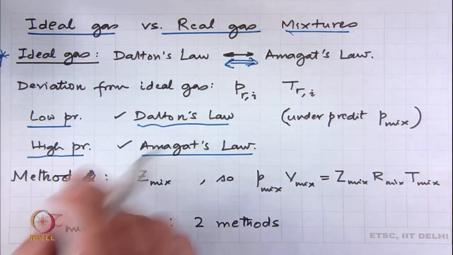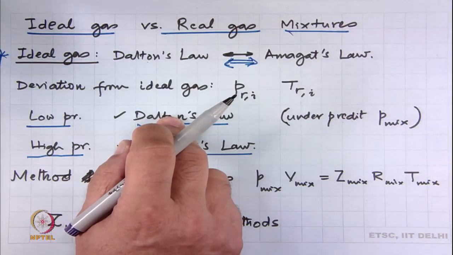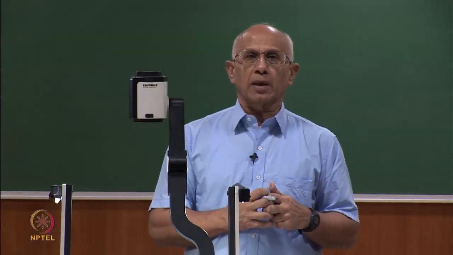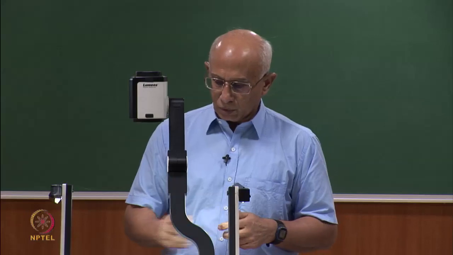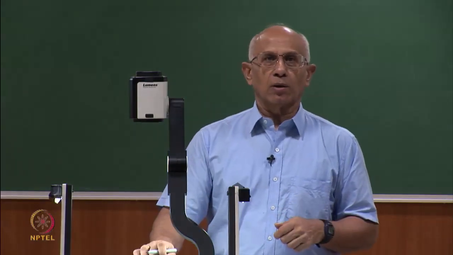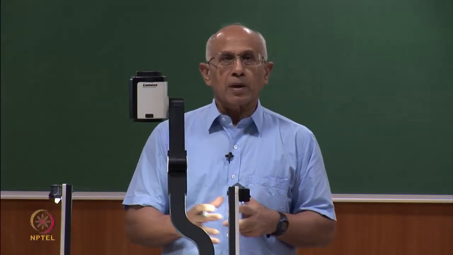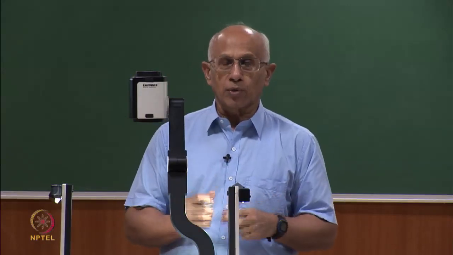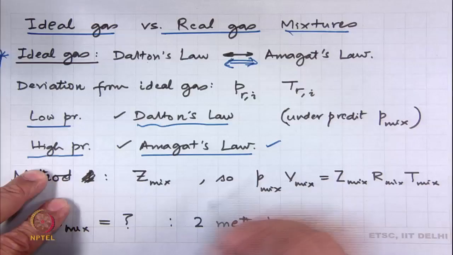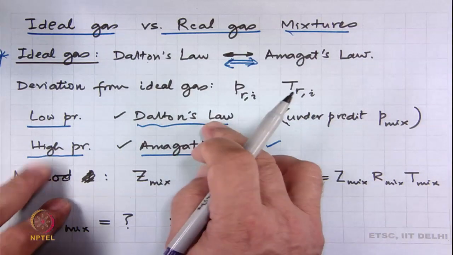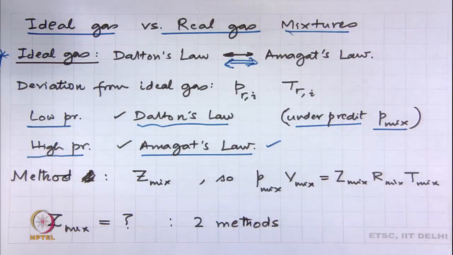And the reason is that Dalton's law does not take into account the fact that when you are mixing two molecules, intermolecular forces are not being taken care of. To some extent that is taken care of by Amagat's law, because there the volumes are being kept. So, the intermolecular interactions are somewhat accounted for, and so, at high pressures, Amagat's law is better. At low pressures, Dalton's law is better, but Dalton's law at high pressures underpredicts the mixture pressure. So, that is one thing that comes out.